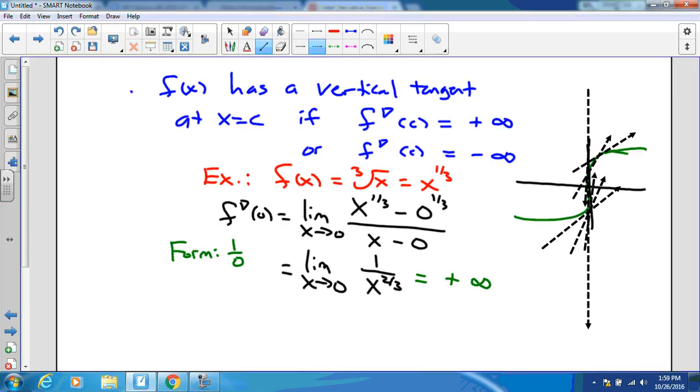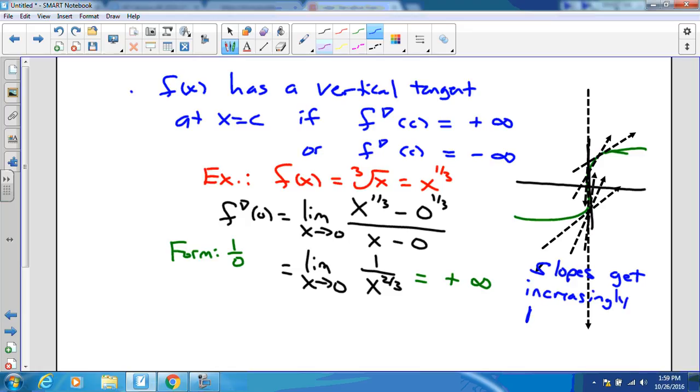Let me put a note in here for our viewing audience. Slopes get increasingly positive. X close to... Better?